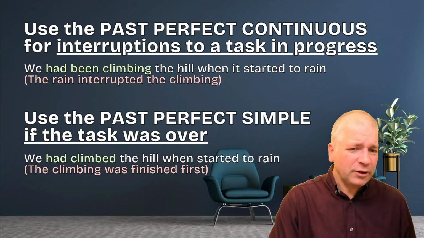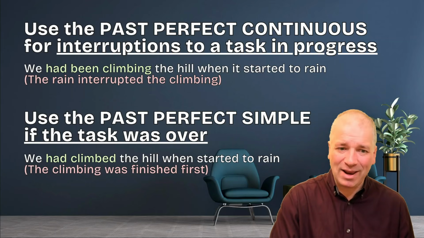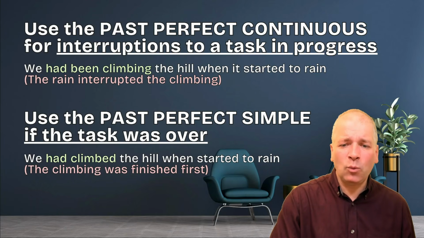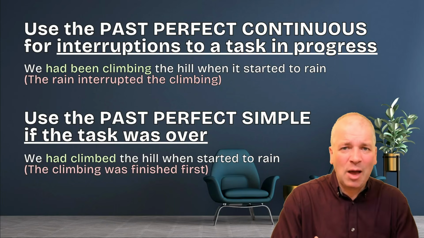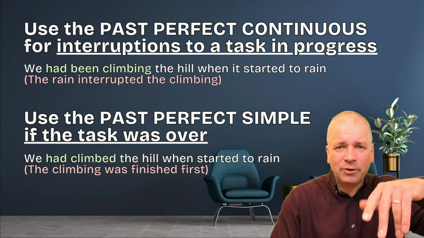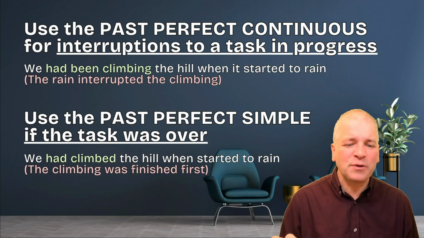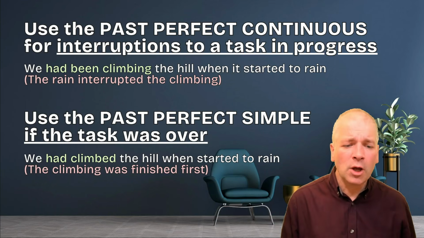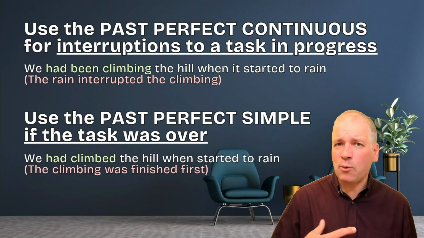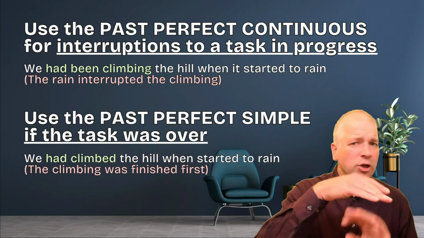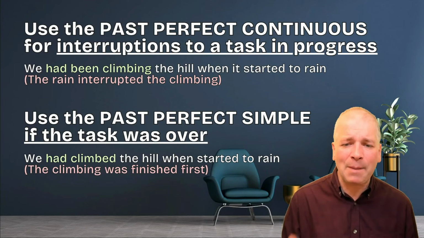Use the past perfect continuous for interruptions to a task in progress. We had been climbing the hill when it started to rain. In this instance, the rain interrupted the climbing. Think of people climbing, rain happened while the climbing was going on. It interrupted it. But use the past perfect simple if the task was over. We had climbed the hill when it started to rain. Now, if you say we had climbed the hill, you're at the top of it. You're not climbing anymore. The climbing was finished first. Then the rain happened.